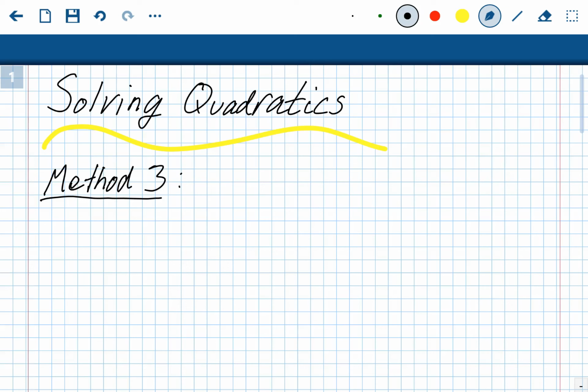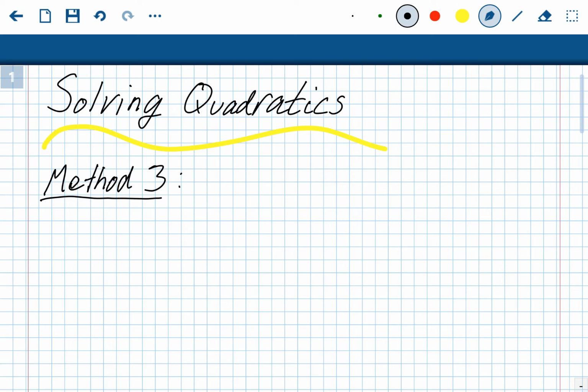Okay, solving quadratics method 3. Recall method 1 was factoring, if you could factor it and solve it that way. Method 2 is using square roots. Square roots only work if there's no linear term, no bx term. So if there's only an x squared and a constant, you could use square roots.